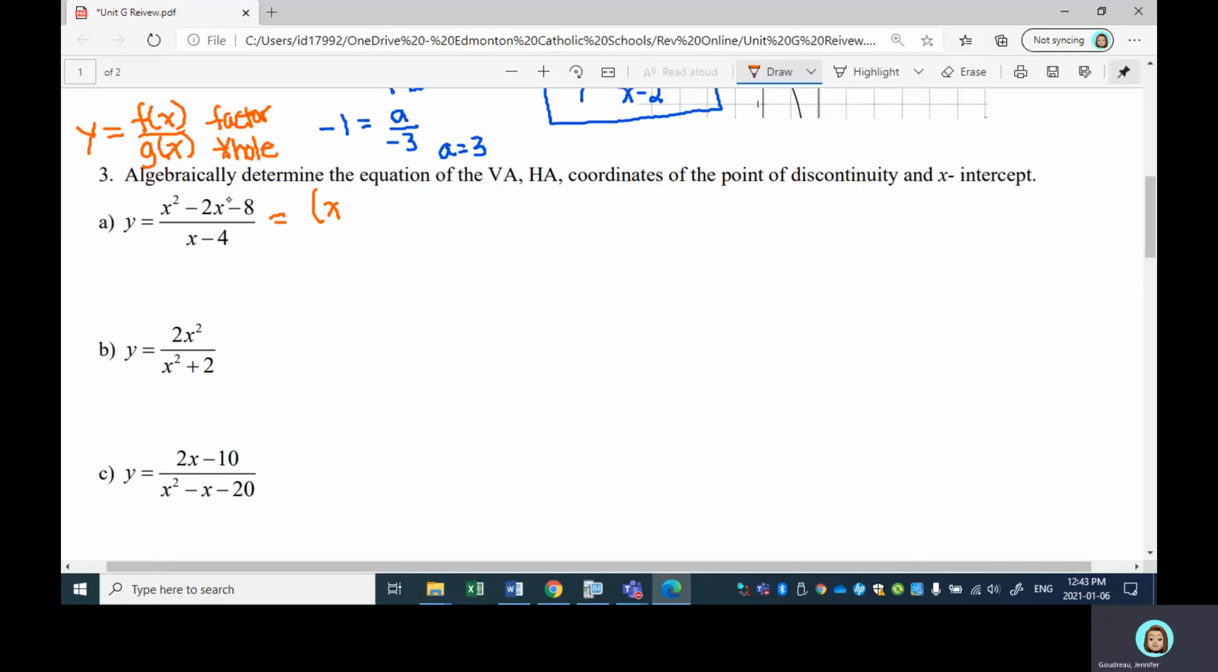So pretty easy factoring here. Two numbers that multiply to give me negative 8 and add to give me positive 2 are negative 4 and positive 2. And in the denominator, that doesn't factor. We just leave it as x minus 4.